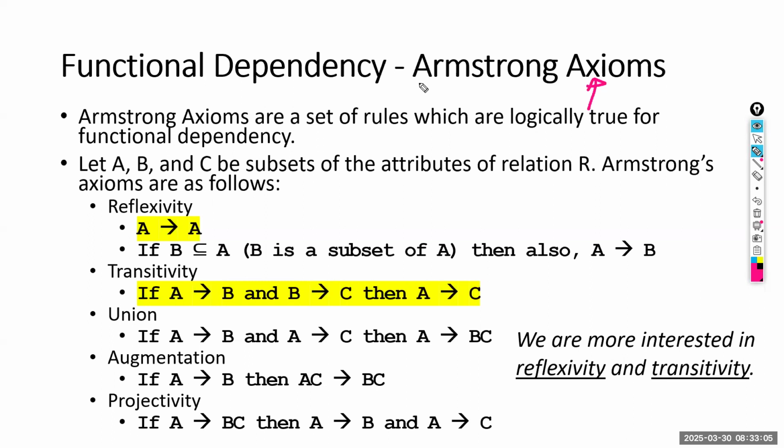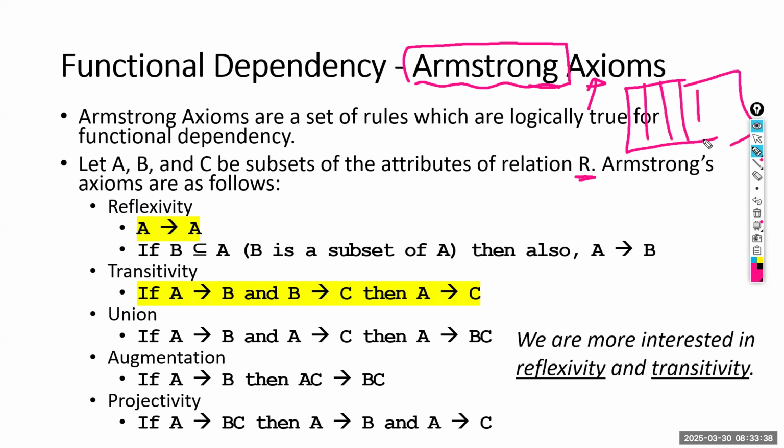So Armstrong was a person who came up with a few axioms, about one, two, three, four, five axioms. I think five or six. I have given you only five. We call them Armstrong's axioms in functional dependence. Let's assume A, B, and C are subsets of attributes of relation R. Say we have a relation or table R.